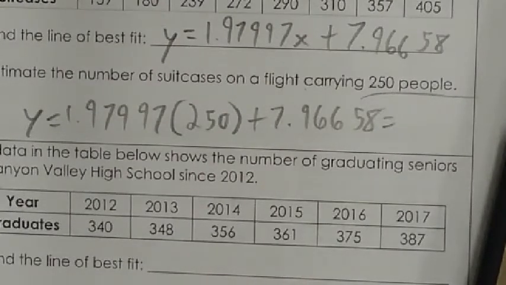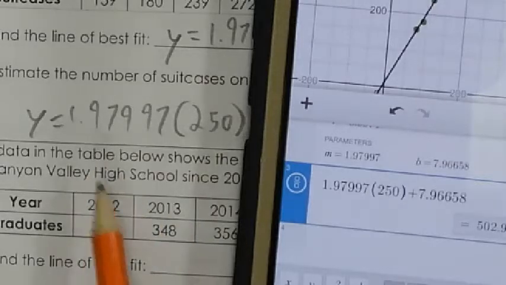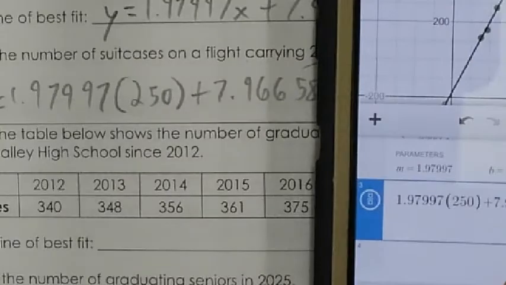So we're going to do 1.97997 times 250 plus 7.96658. And guys, I always double check to make sure I type it in right with all those decimals, because there's a lot you can mess up on.